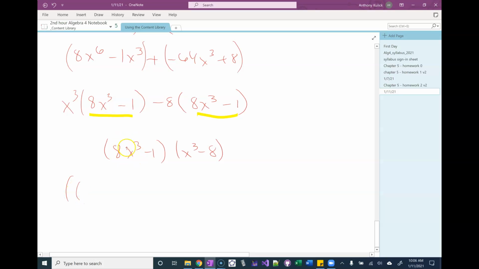So how do I rewrite 8x cubed as something to the 3rd power? So 2x to the 3rd is 8x cubed. Everybody agree with that? How do I rewrite 1 as something to the 3rd power? Just 1, right? Because 1 times 1 times 1 is just still 1. Okay. And then we can do similarly over here. That one was probably easier to see that it was a difference of two cubes, would be my suspicion.